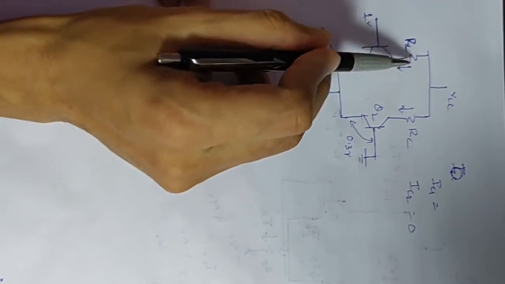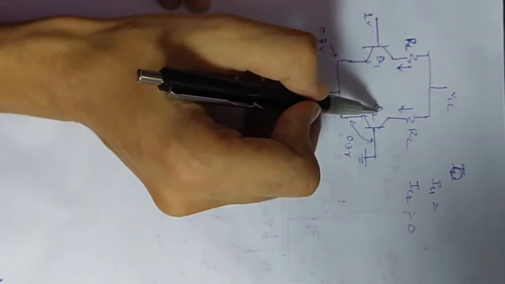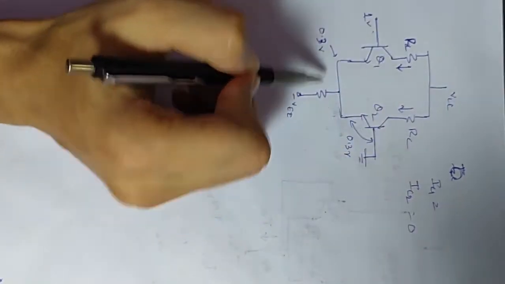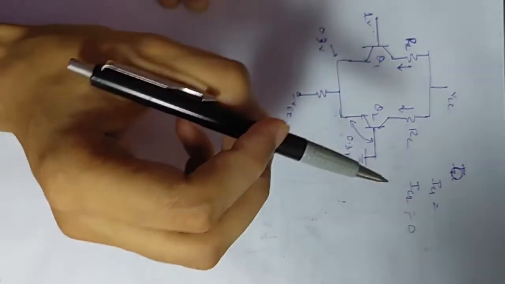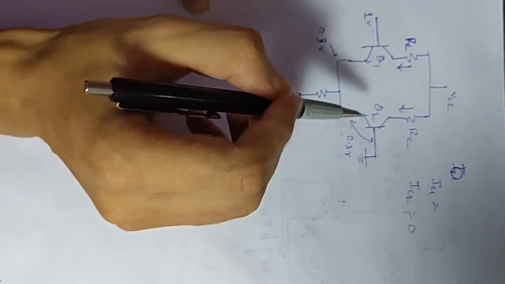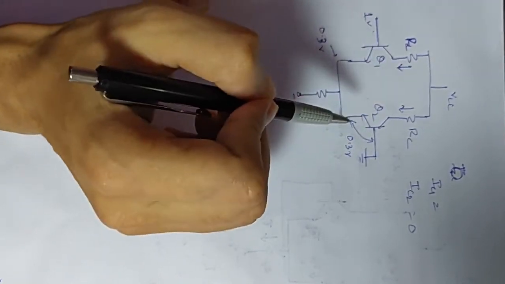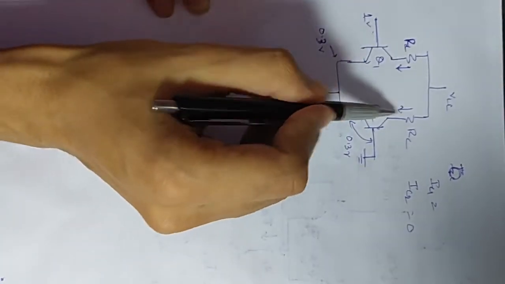Total current previously was IQ by 2 and IQ by 2. So in the previous case, when we connected both the terminals shorted together and applied a common potential, you had IQ by 2 and IQ by 2. So both currents are the same. Now in the present case, you have this current 0.